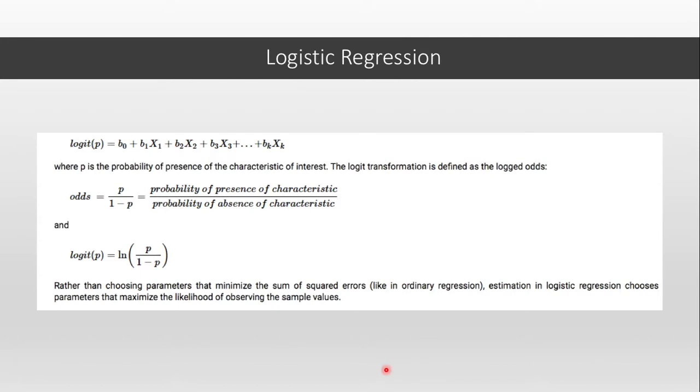And P is the probability of the presence of that characteristic, in this circumstance, nausea and vomiting. The logit transformation is the log of the odds. So you have the probability over 1 minus the probability, which is the probability of the absence of that characteristic, as an odds, and then you take the logit of that.